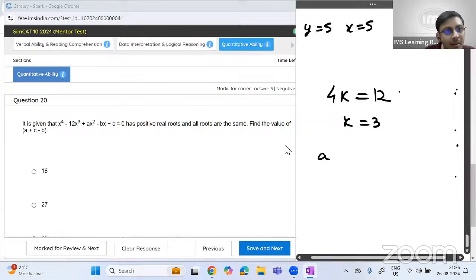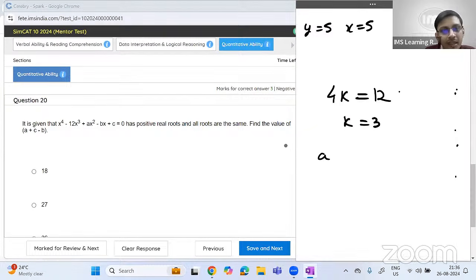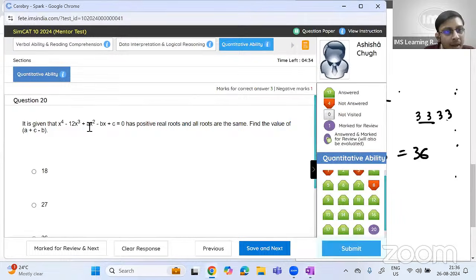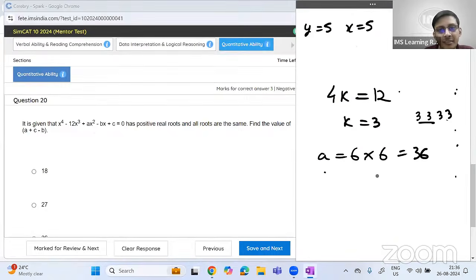Now a: minus plus, so a will be plus the sum of the roots 2 at a time. There are 4 roots, 3, 3, 3, 3. 2 at a time, 4C2. We'll get 6 possible combinations. 2 at a time, 3 plus 3 will be 6, 36. Okay, I'm getting the same thing. Plus, minus, plus, minus. So b will be plus.